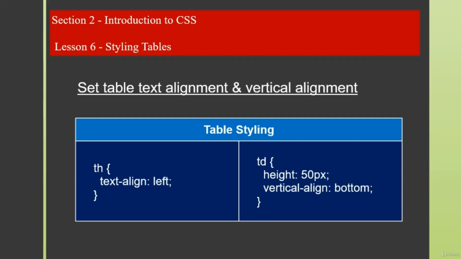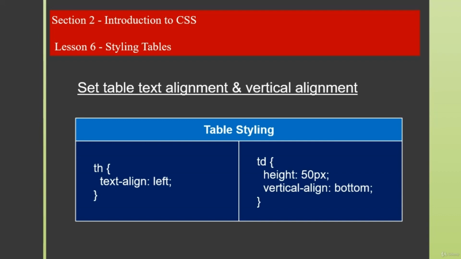The text align property sets the horizontal alignment of the content in the row or column. Text can be aligned to the left, center, or right side of the web page. By default, the content of row elements are center aligned and the content of column elements are left aligned. First example of the slide, left aligns the content of a table head row.